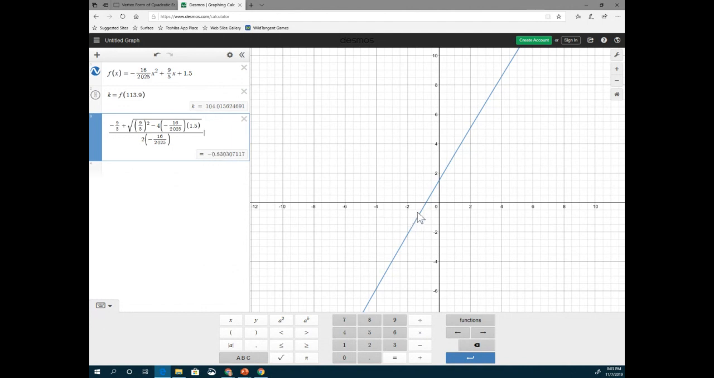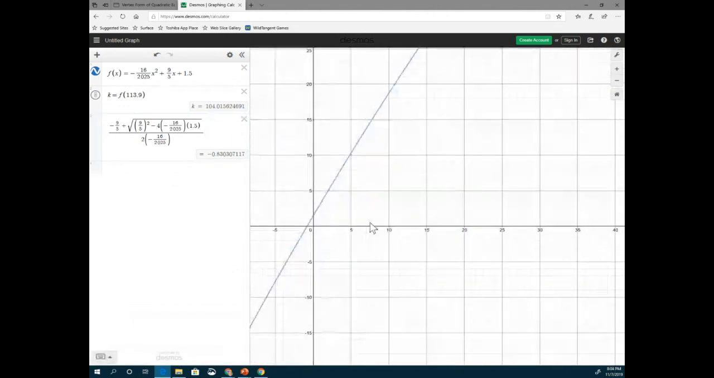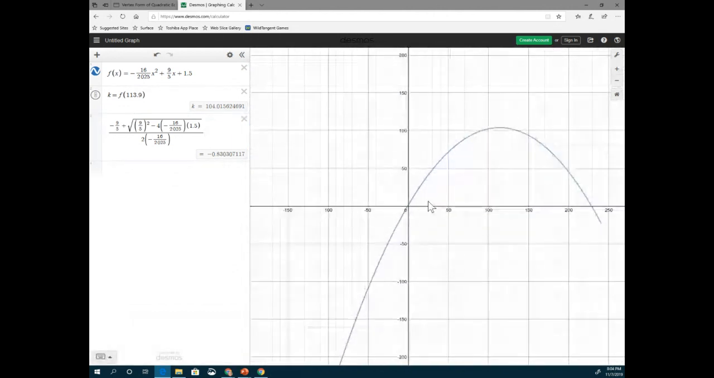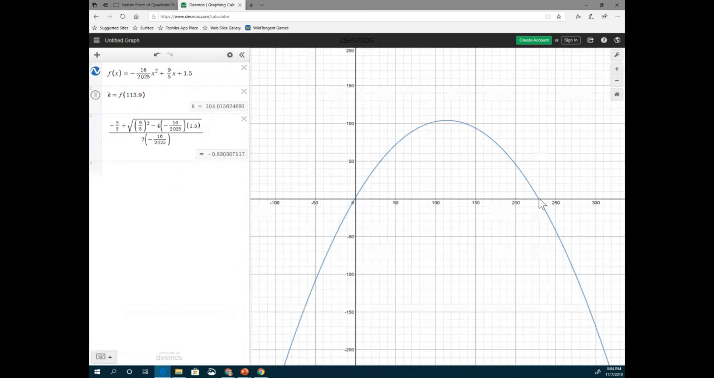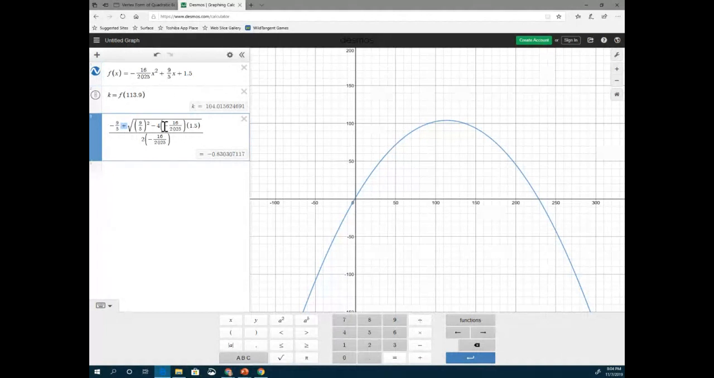But that's not the one we want, because we want the other side. I'm going to zoom out the graph here. We want this x-intercept on the right, because that's when it's hitting the ground. So I'm going to just change this plus to a minus. And it's hitting the ground at 228.64 feet.